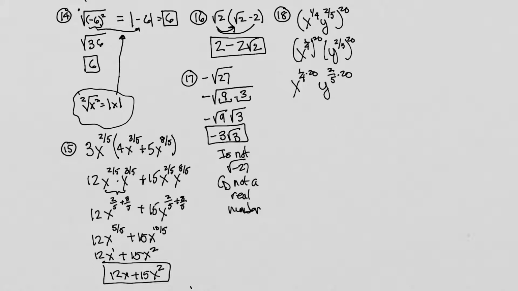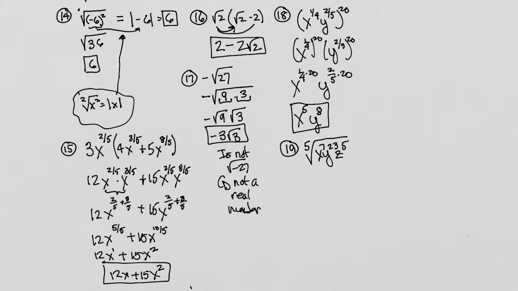So when we make these multiplications, we can do it like this. 4 will go into 20 5 times. 5 times 1 is 5, so we'll get x to the 5, y to the, now, 5 goes into 20 4 times, and then 4 times 2 is 8. So x to the 5th, y to the 8.